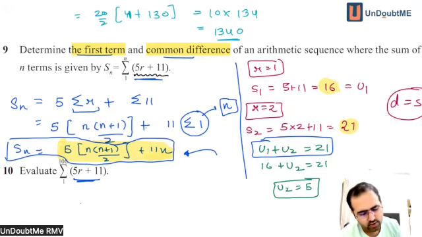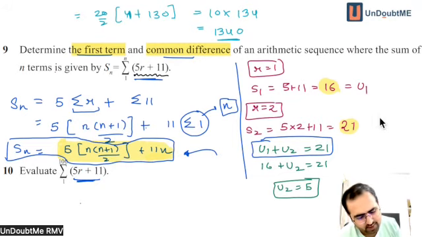Okay, so the value of D for this will be 5 minus 21. No, 5 minus 16. So D will be negative 11.